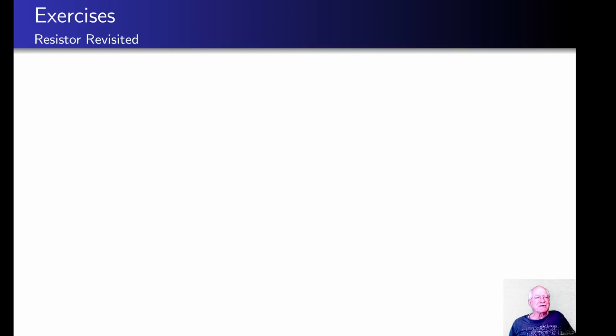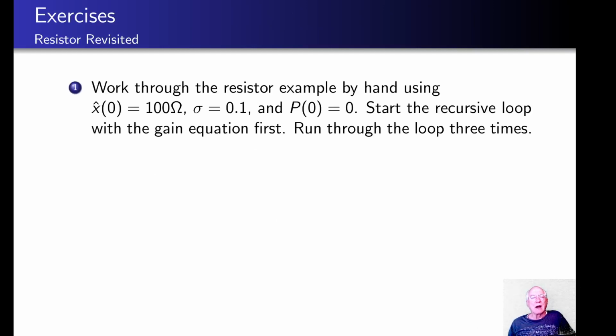So for the resistor model, I'd like you to take the initial values of the initial state being 100 ohms, a sigma of 0.1, and an initial covariance of 0. Then I want you to start the recursive loop with the gain equation first and run through the loop 3 times. Now if you don't want to do it by hand, you can use the models that are out there, the Python code.